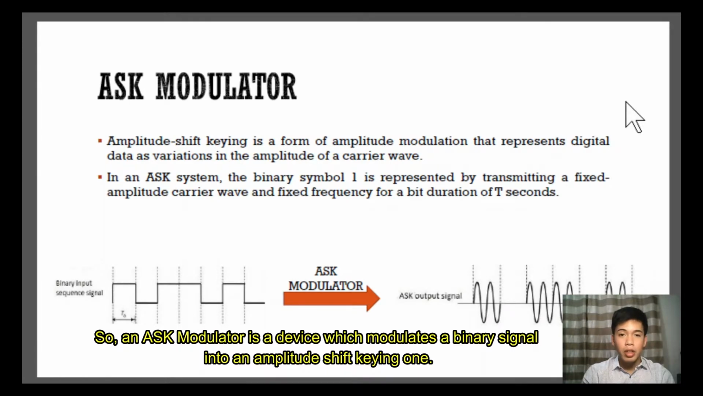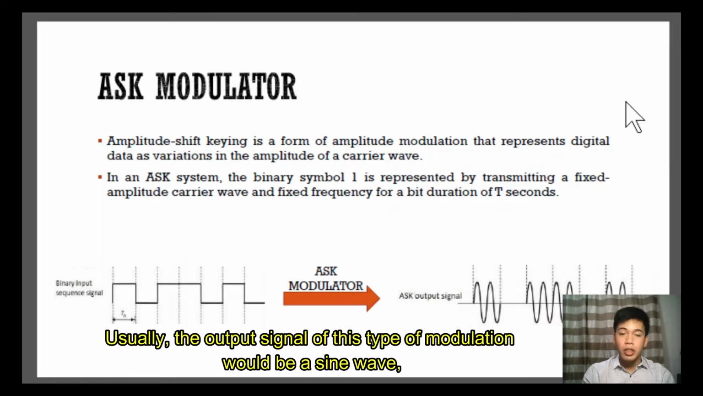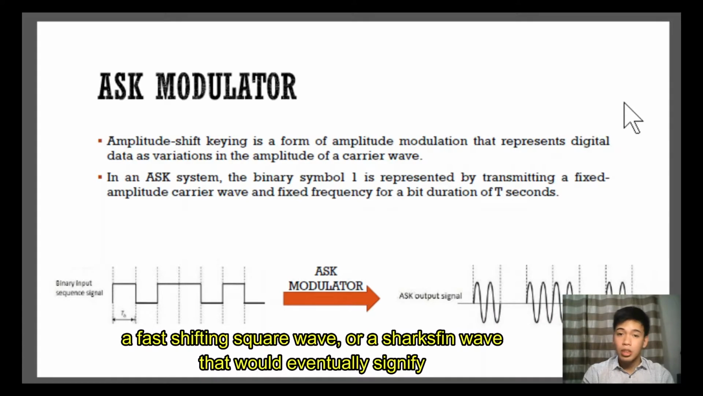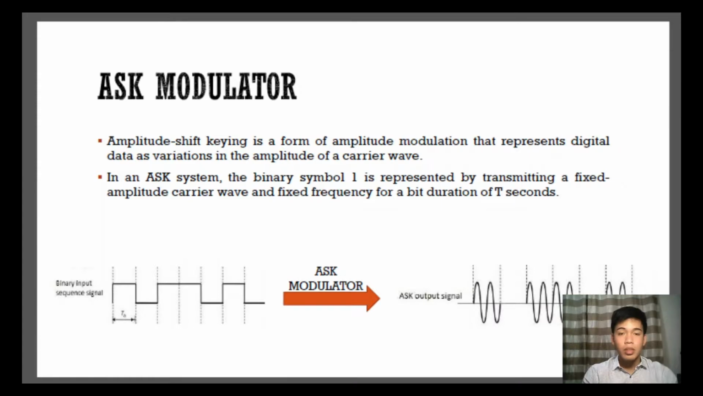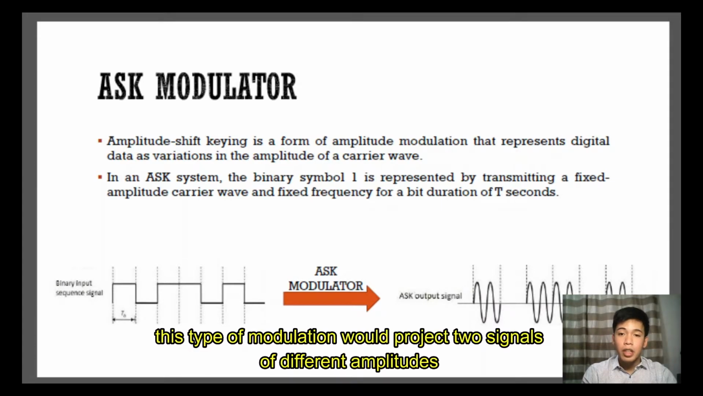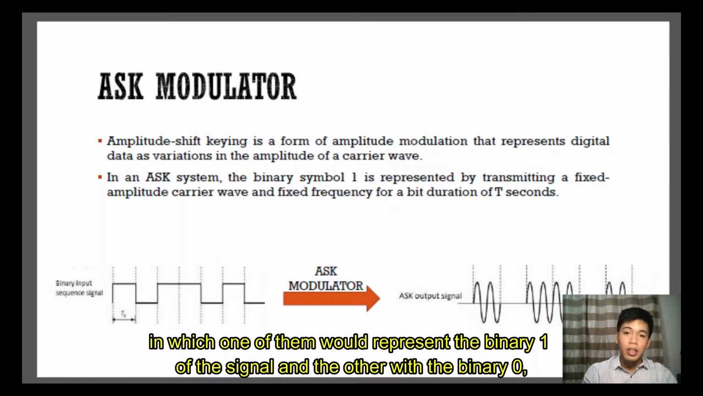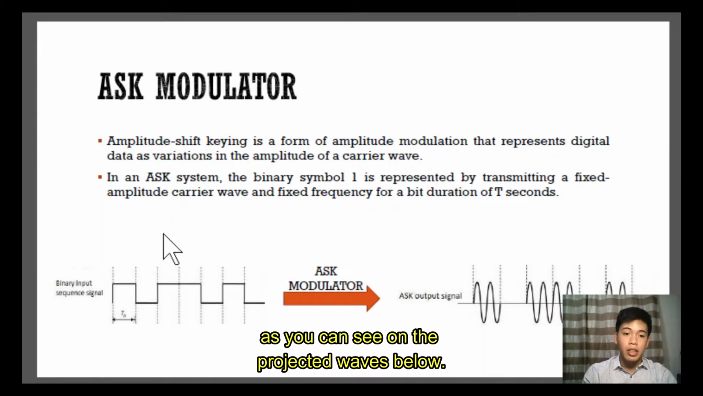An ASK modulator is a device which modulates a binary signal into an amplitude shifting one. Usually, the output signal of this type of modulation would be a sine wave, a fast shifting square wave, or a short spike wave that would signify whether the signal projected is at its binary 1 or 0 corresponding to the input. In layman's terms, this type of modulation would project two signals of different amplitudes, in which one of them would represent the binary 1 of the signal and the other the binary 0, as you can see on the projected waves below.